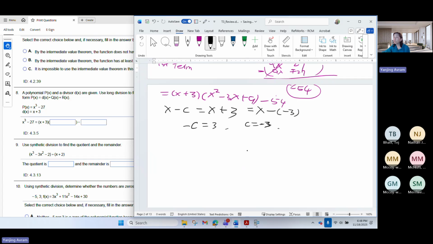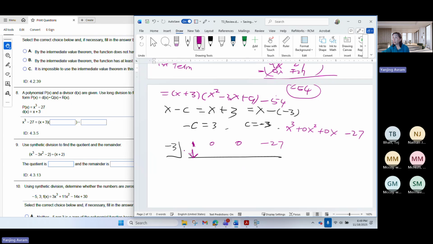So if you want to do the synthetic division, you must find c first, okay? And then we have an x cubed, we need to write it in descending order. So I have x cubed plus 0x squared plus 0x minus 27. So I will write down all the coefficients. So that's 1, 0, 0, negative 27. All right, so that's the synthetic method.